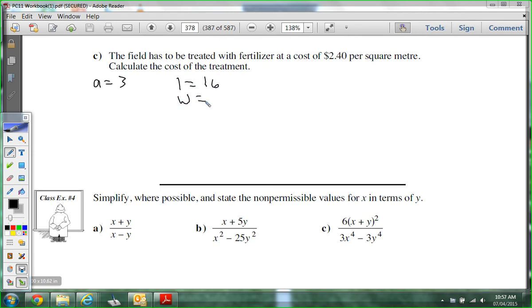My width is what? 12 minus 1, so 11. So what's 16 times 11? 176. So area is 176 square meters. So now we just multiply that by 2.40. Our price would be $422.40 to fertilize that field we were given.